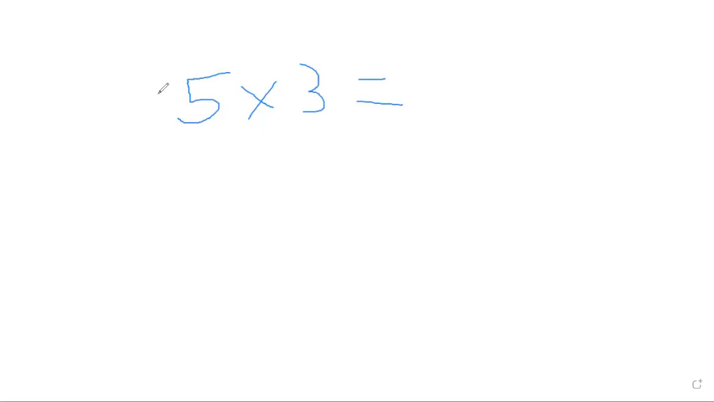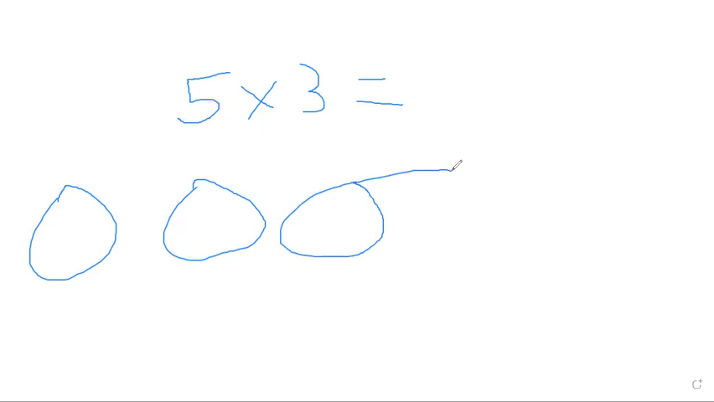So rather than doing an array, we can use equal groups. So we look at our first number, which is 5, and we would draw 5 circles, 5 groups, because that's what we're looking at. Sorry about that, just a little mistake. If I don't lift my pen off it properly, it carries over. So we've got our 5 groups. What we're going to do now is put 3 in each group. So let's have a look.